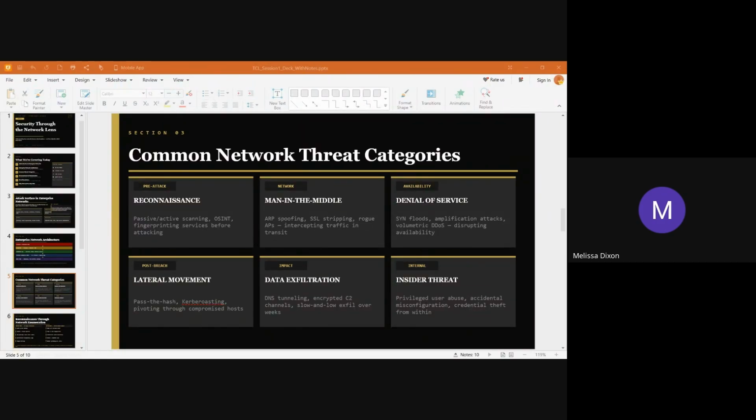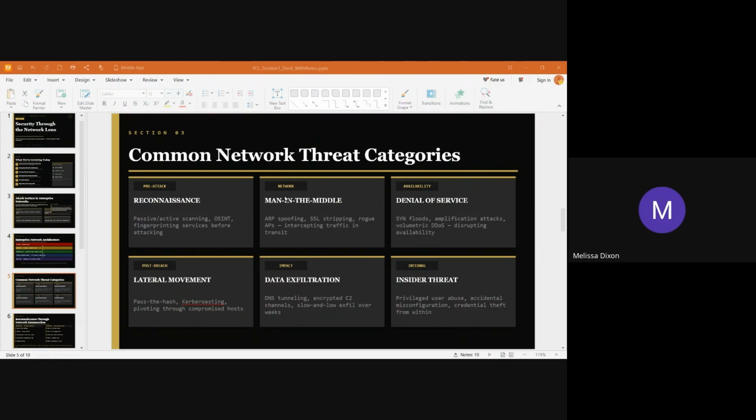And then we have, for the network, the man-in-the-middle attack, which involves ARP spoofing, SSL stripping, rogue APs, and intercepting traffic in transit. That's basically what the man-in-the-middle does: intercepting the traffic in transit between the person sending and the person receiving. Hence the name, right? It does the ARP spoofing, the SSL stripping, the rogue APs, and all that.